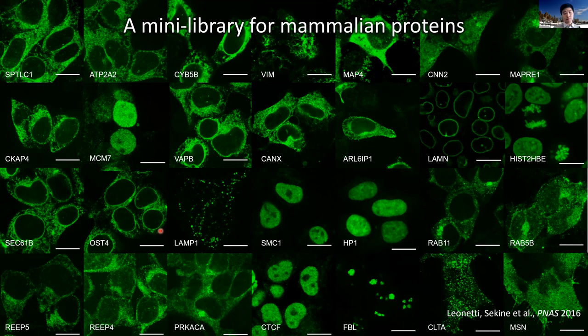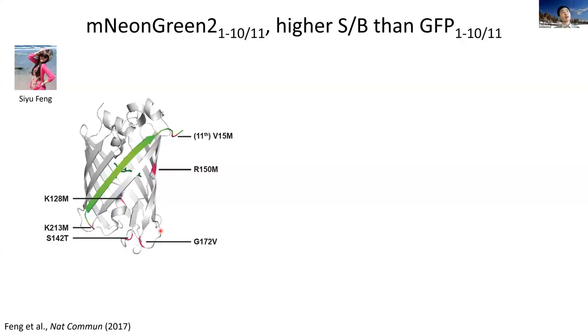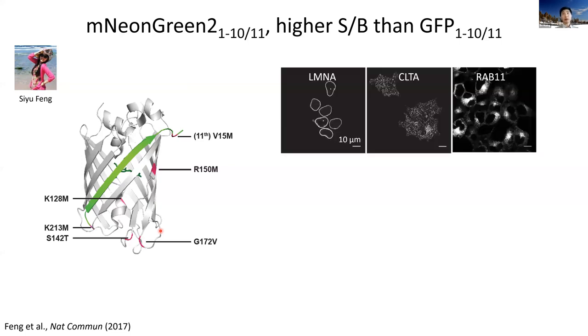To allow us to cover more of the proteins, we want a better probe. So this is work started by Su Feng, a very talented graduate student in the lab who is now a postdoc at Genentech. And she single-handedly built up the entire directed evolution pipeline for fluorescent protein engineering. This is one of the proteins that she has engineered, the split mNeonGreen2 system. We can use the mNeonGreen2 11 fragment to tag endogenous proteins, and you can see here some of the images.